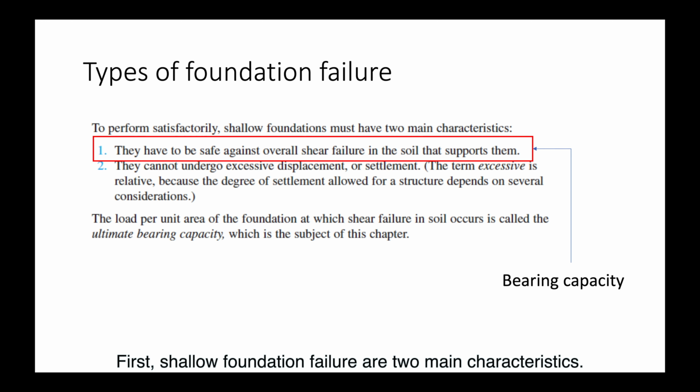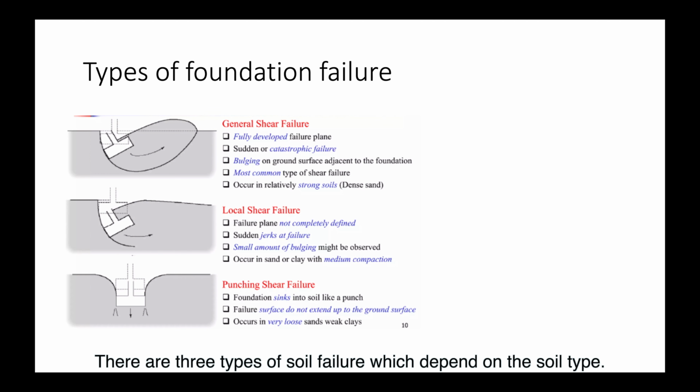First, shallow foundation failure has two main characteristics: soil shear failure and excessive settlement. In this lecture, I am focusing on soil shear failure. There are three types of soil failure, which depend on the soil type.